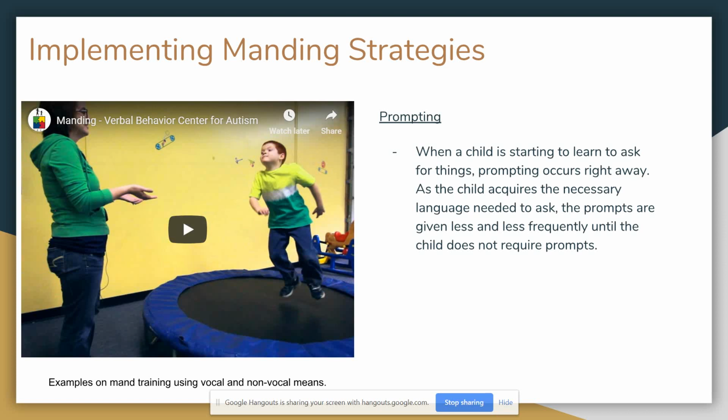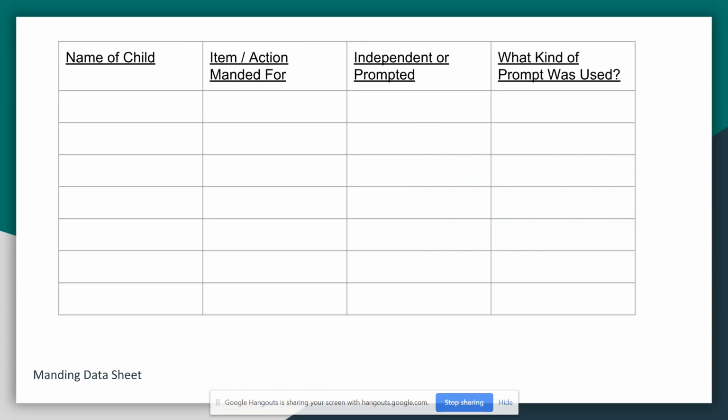Now that we've talked a little bit about what Manding is, next we're going to talk about implementing Manding strategies. You will see that we have included a video, and at your leisure, please take the opportunity to learn more about Manding through this video. One very important technique that is used when teaching Manding is prompting. In this instance of teaching MAN, you would use a prompt. First, you would start off with a verbal or a gestural prompt, depending on the means in which the child is able to vocalize. And on the next slide, you will see an example of a data sheet.